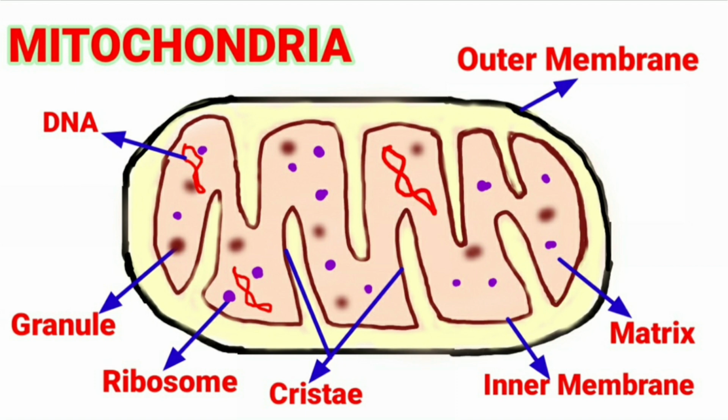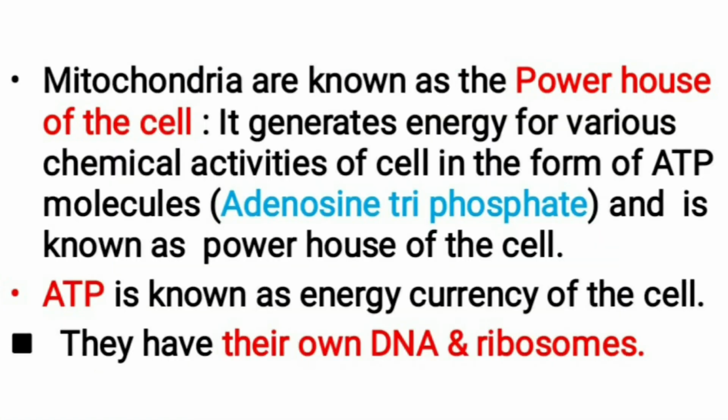Why are they known as the powerhouse of the cell? They contain enzymes necessary for the chemical activities and release a high amount of energy in the form of ATP, adenosine triphosphate molecules. ATP is the energy currency of the cell. The body uses this ATP for making new chemical compounds and for mechanical work.